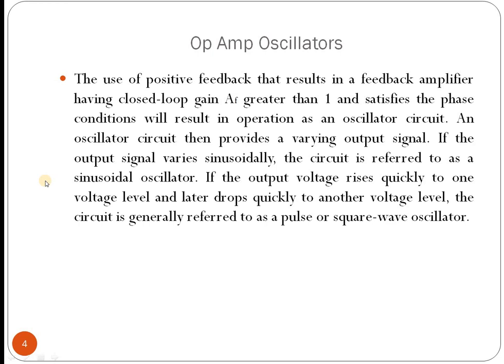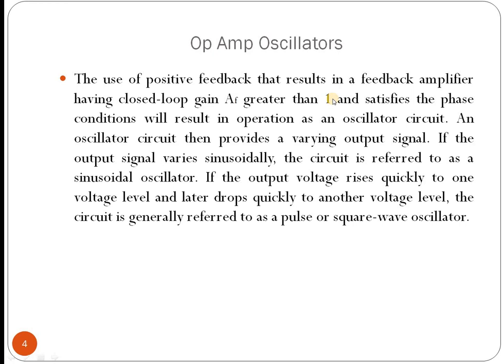Op-amp oscillators. An op-amp, or operational amplifier, can be used as an oscillator when the feedback amplifier has a closed loop gain greater than 1. So the closed loop gain AF, if it is greater than 1, and it also satisfies the phase condition, that will result in operation as an oscillator circuit. So it will generate a varying output signal.